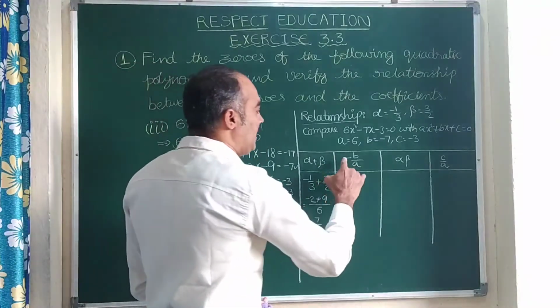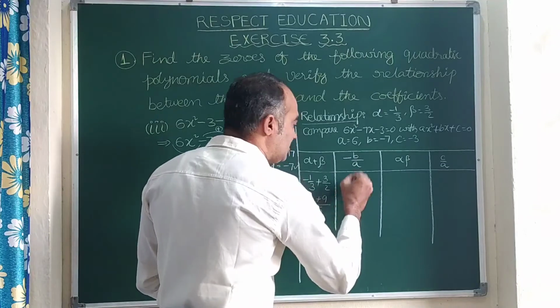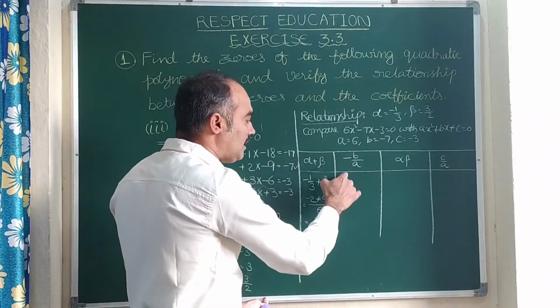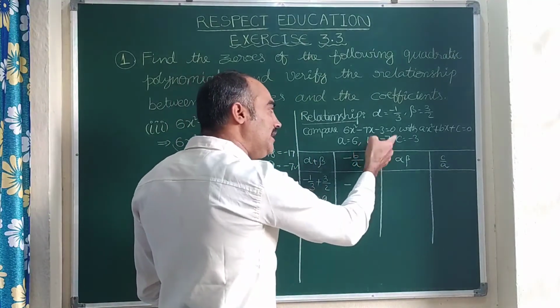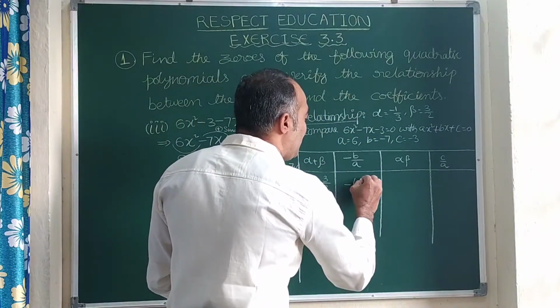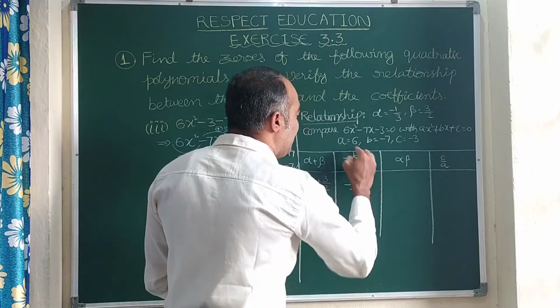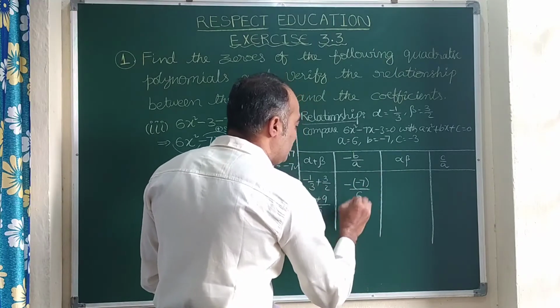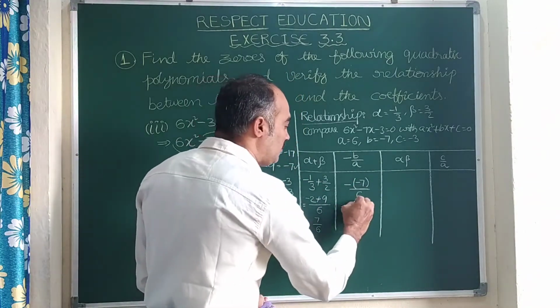Now minus b by a. See, this minus is the minus in the formula. Actually b is itself minus 7. So in place of b I am writing minus 7, and a is 6. When you simplify this, negative into negative is positive, so it is plus 7 by 6.